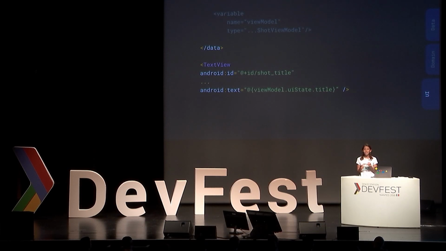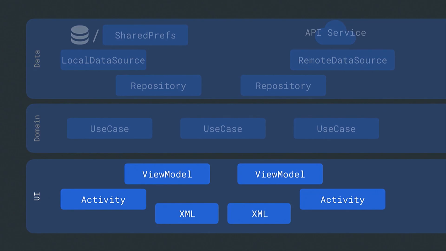So here, our view model UI state is that LiveData that holds the state of the UI. So here, instead of doing this mapping and observing inside the activity, we're directly in the XML telling that we're interested in the title from the UI state. So looking at the UI, for now we have just the view model, the activity, and the XML.